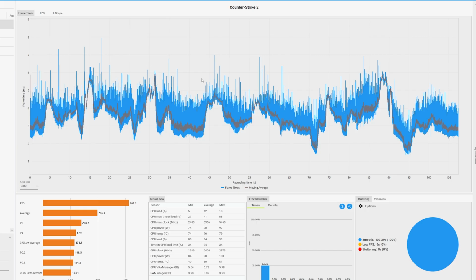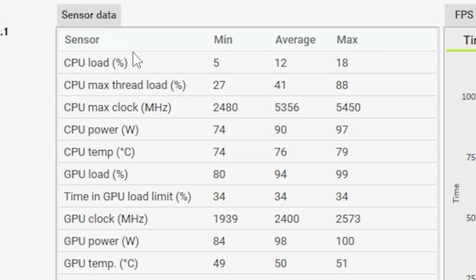For example, here in Counter-Strike 2, if we take a look at the sensor data, you can see that the maximum CPU load that we reached during the benchmarking here was 18%. On a 16-core processor, that really means we weren't using much of anything. And you will see that the maximum clock speed that we ended up reaching was 5.4 gigahertz, with an average of 5.3. These are really great results to see for a CPU like this, especially considering the fact that we're using such a cheap cooler.